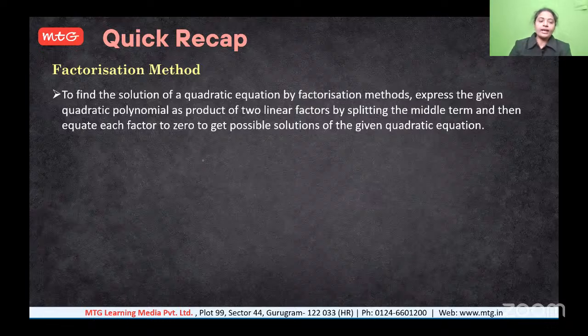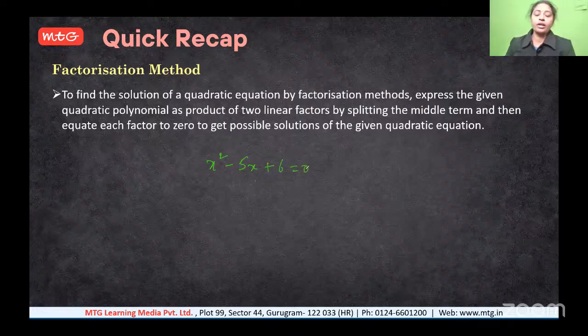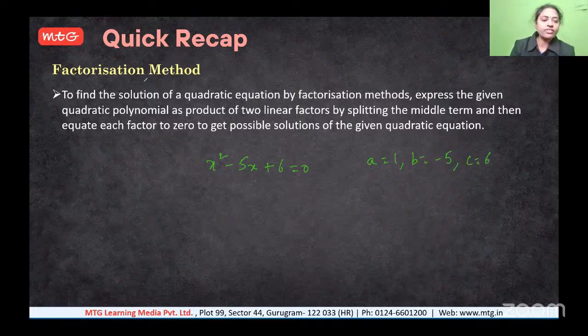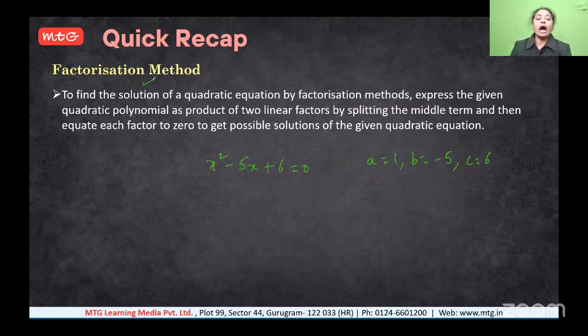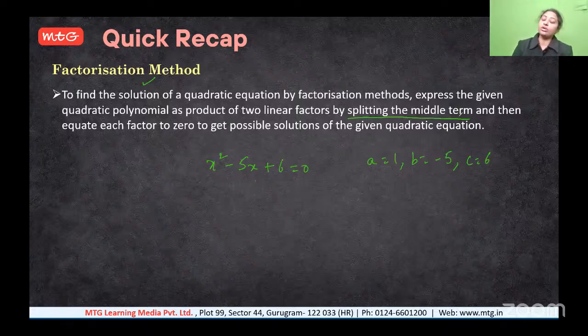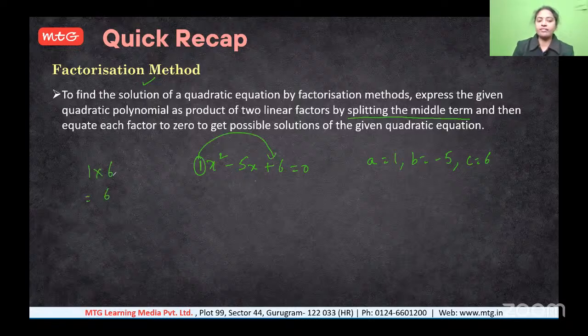Now, for example, I have a quadratic equation like this. X square minus 5x plus 6 is equal to 0. This is my quadratic equation. Now, observe all this. Here I have A value 1, B value minus 5, and C value 6. What is the factorization method telling? You have to split the middle term, splitting of middle term. How does it get split? You have to consider the coefficient of x square multiplied with the constant term, along with its sign. I have taken it, it is plus 6.